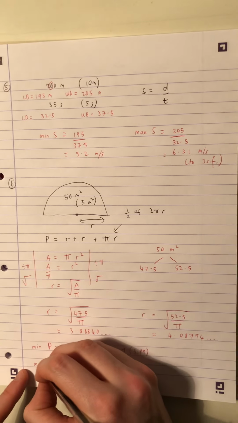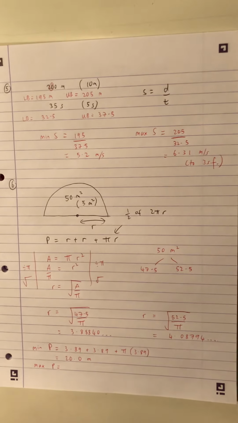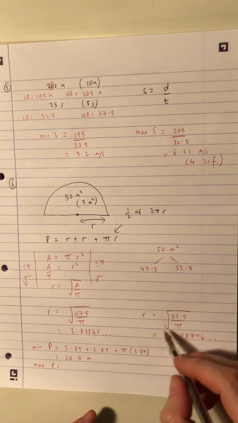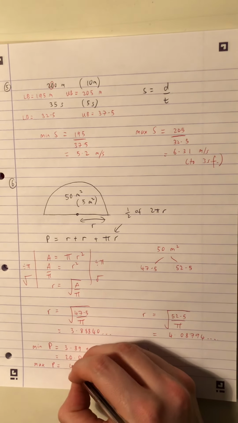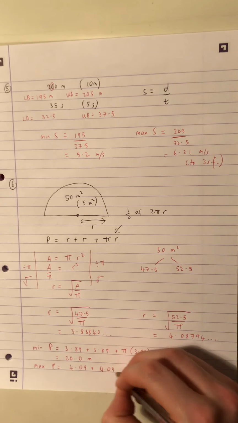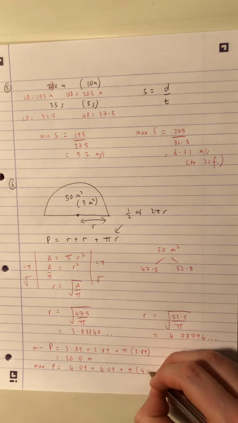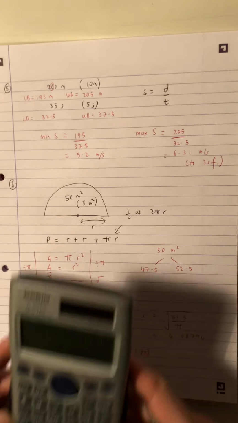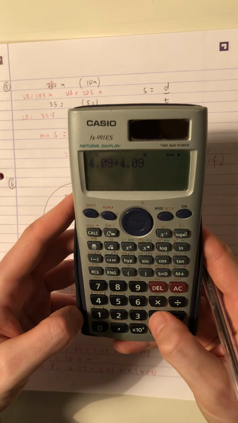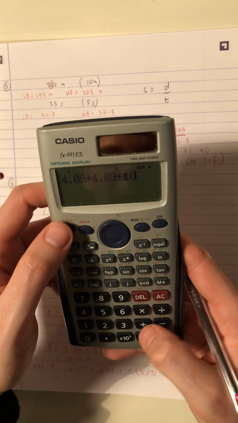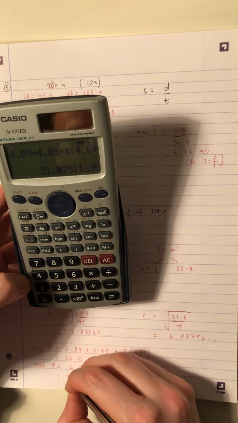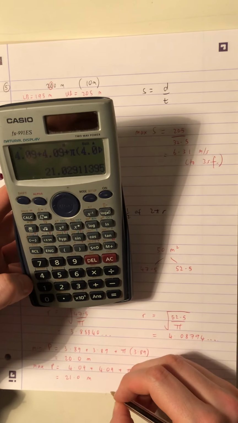And then max perimeter, you want this formula to be as big as possible. So you pick the biggest radius possible. So 4.09 plus 4.09 plus pi times 4.09 to give you 21.0 meters to 3SF.